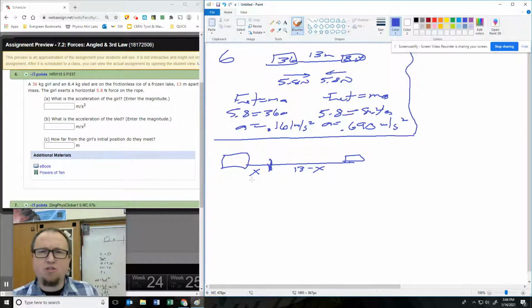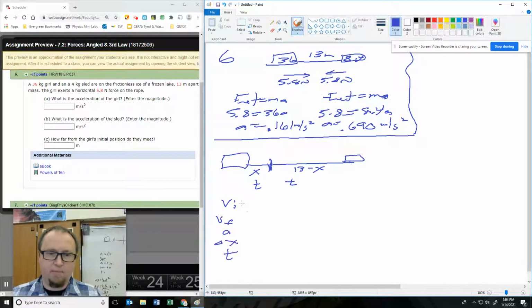And I think about strategies of problem solving. I'm going to set the times. Those times are going to be the same as each other, so we're going to use that to our advantage. Now here's where it gets interesting. V final, acceleration, displacement, and time. The initial velocity for this guy is 0, but we're going to go over here.